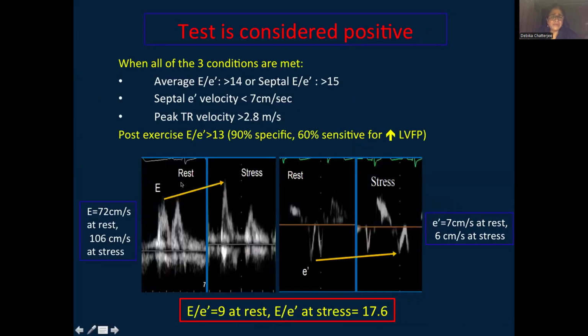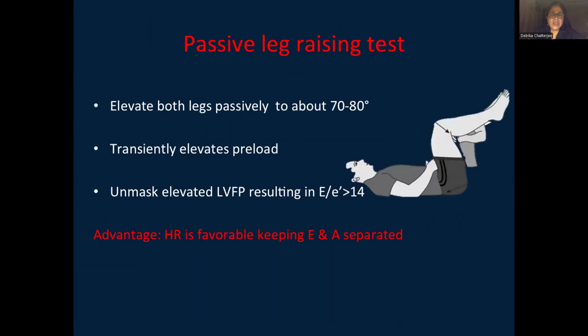Look here, at rest the E wave was this much, at stress the E wave became taller, but look at the E prime, it has become shorter. So E by E prime, which was 9 at rest, becomes 17.6 with stress, indicating the patient developed diastolic heart failure with exercise.